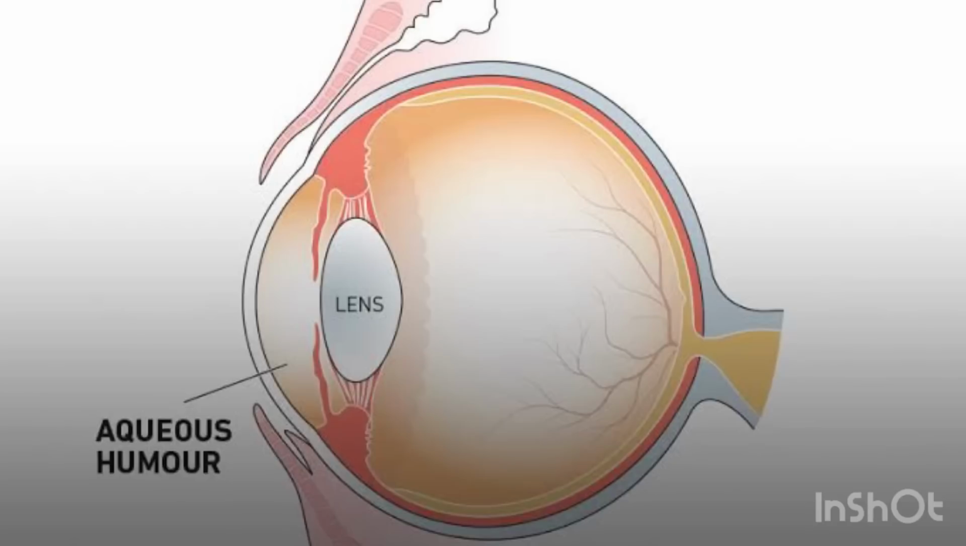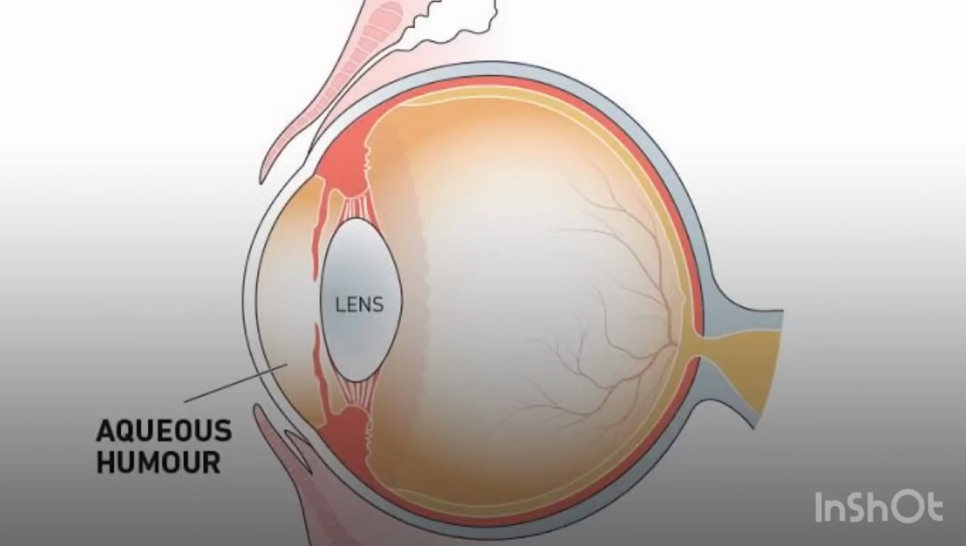Next one is aqueous humor. It is the clear fluid in the front of the eyes between the cornea and the lens. It maintains the eye's pressure and nourishes the cornea and lens. Then its functions. The first function is intraocular pressure. The aqueous humor contributes to maintaining intraocular pressure, which is the pressure within the eyes. Accurate intraocular pressure is crucial for maintaining the eye's shape and supporting its structural integrity.